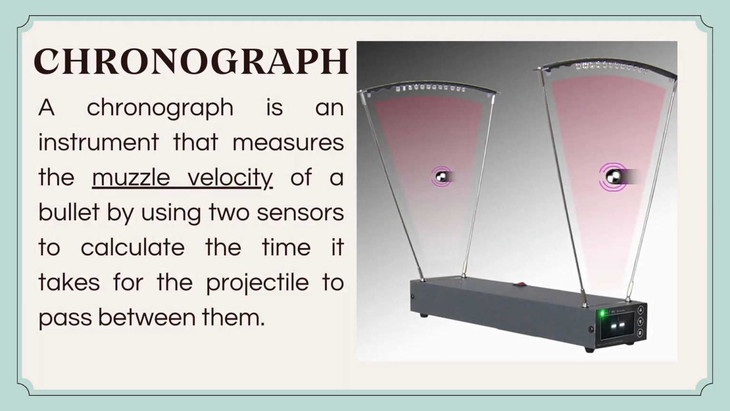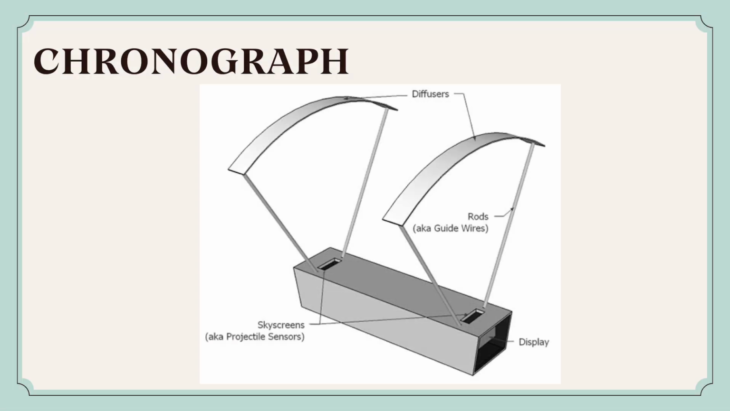The 12th instrument is the chronograph. A chronograph in forensic ballistics is an electronic instrument used to precisely measure and record the velocity or speed of a fired projectile. The chronograph is applied during the test firing of firearms and ammunition in controlled laboratory or range settings. Let's discuss the parts and functions of the chronograph.